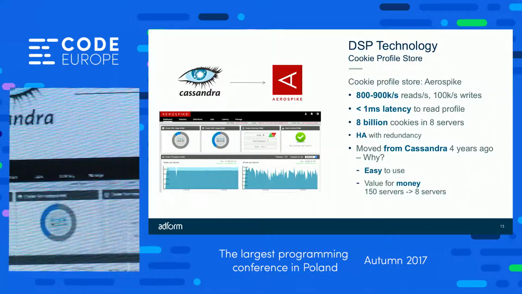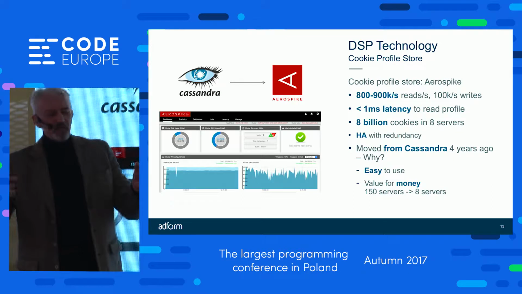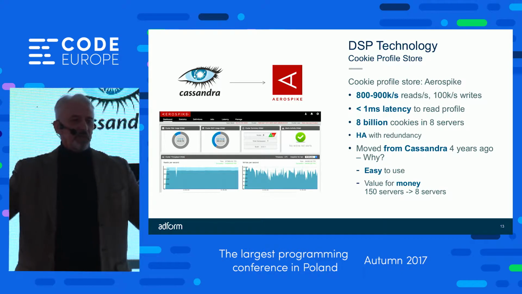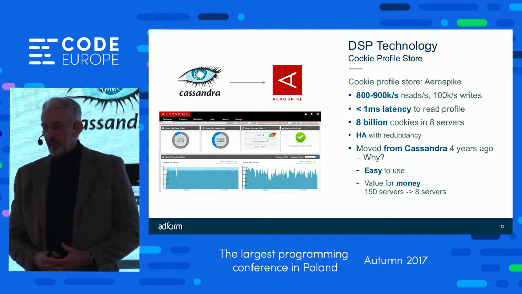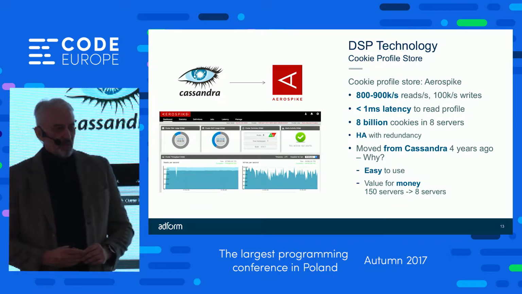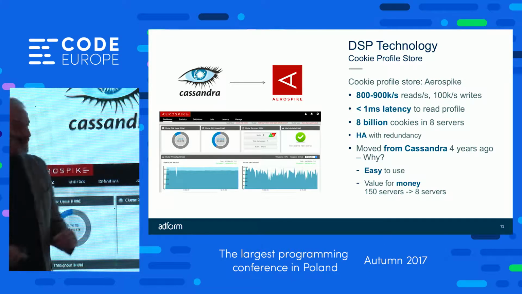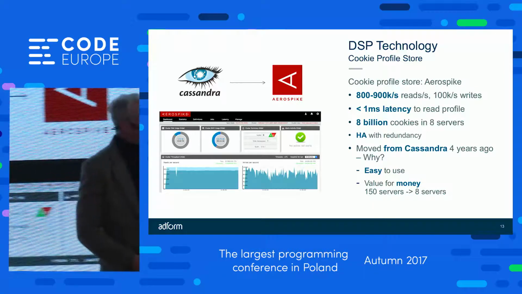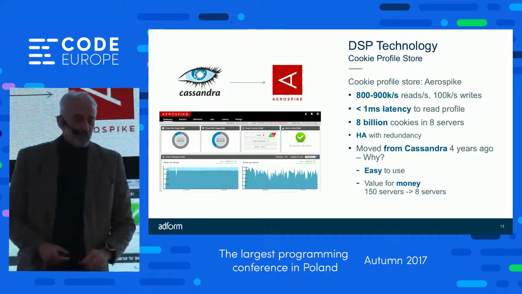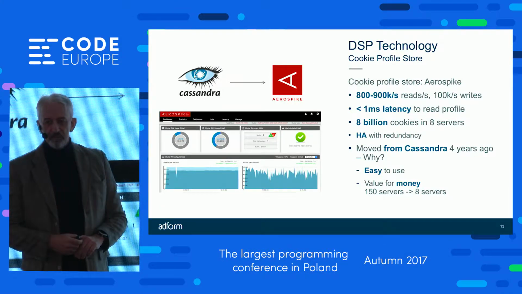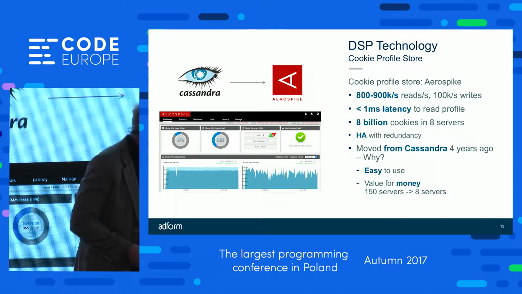So Aerospike is a big key value store. Think of it as a hash map in Java or a .NET dictionary that's really, really big in a distributed environment, a distributed cluster. So we can read and write a particular record associated with a primary key in about a millisecond. The records are about 1K in size, so we still get good latency out of them. But we've got 8 billion of these things. We do 800 to 900,000 reads a second and about 100,000 writes a second. So we've got more than 1 million operations per second on the database. And we need high availability.